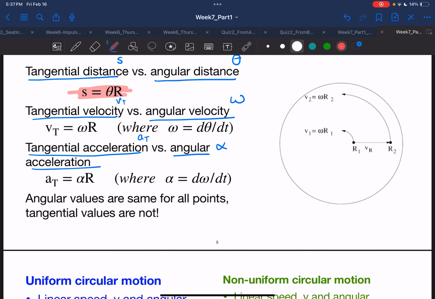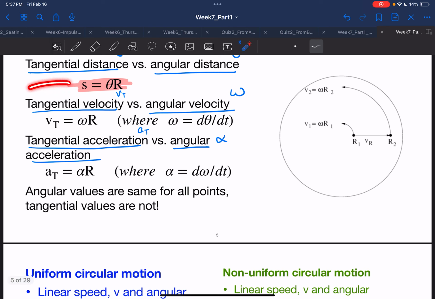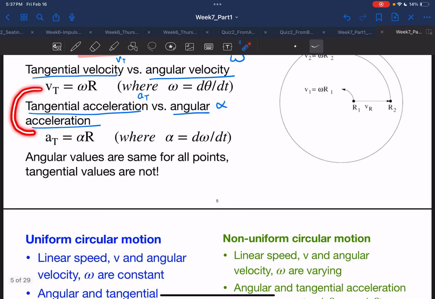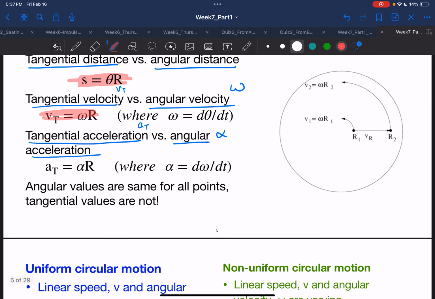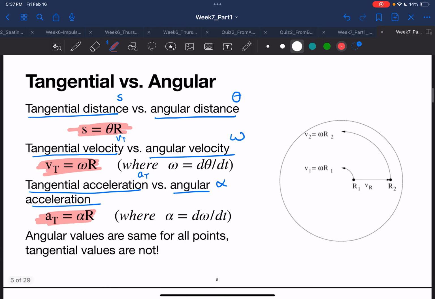So arc length is theta times r. If we take a time derivative of this equation, basically ds/dt becomes your v, d theta/dt becomes omega, and r is a constant. So v_t becomes omega r, and then take another time derivative, dv/dt becomes a_t, d omega/dt is our alpha, angular acceleration, and then r is constant. So these relationships are important for us to relate the tangential coordinates to angular coordinates, or the other way around.